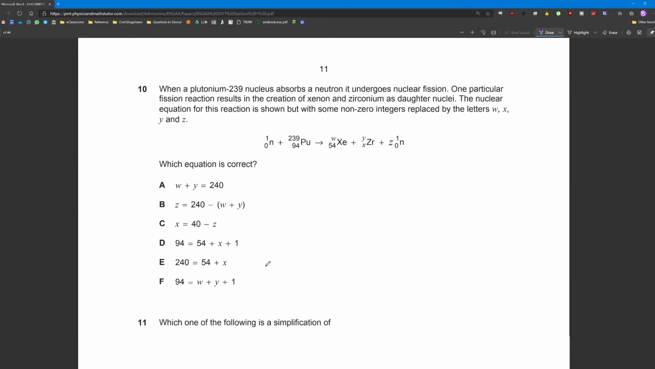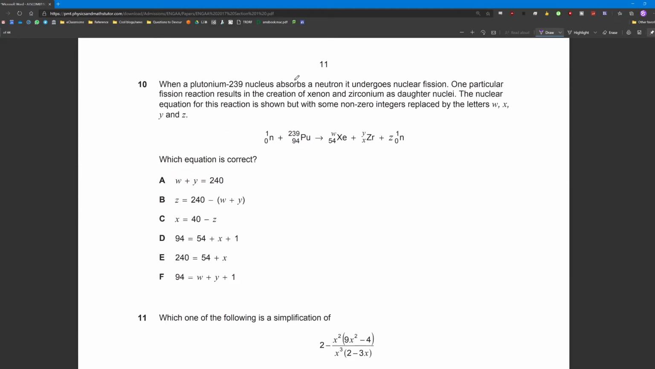Alright, let's move on. When a plutonium-239 nucleus absorbs a neutron, it undergoes nuclear fission. One particular fission reaction results in the creation of xenon and zirconium. The nuclear equation for this reaction is shown, but with some non-zero integers replaced by w, x, y, and z. Okay, let's think about this for a moment.